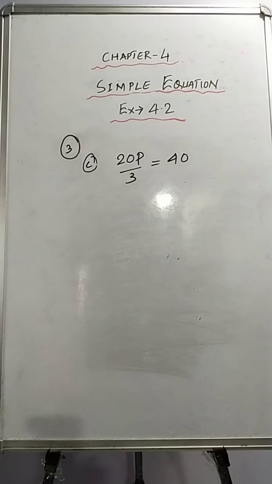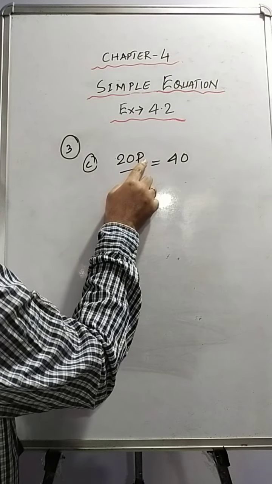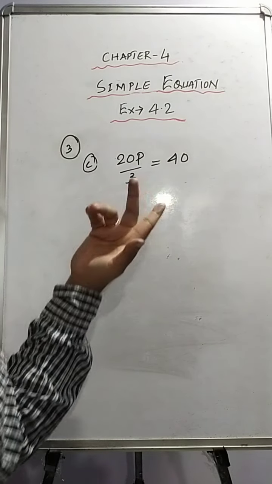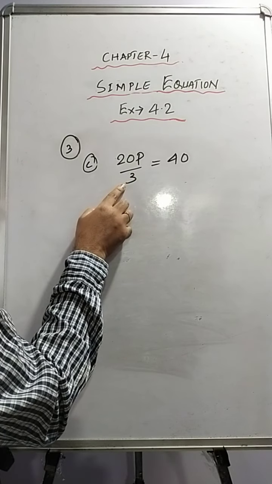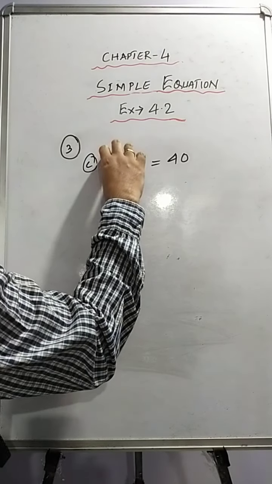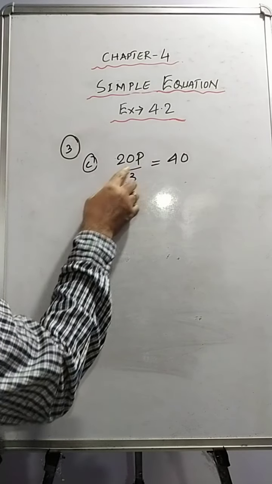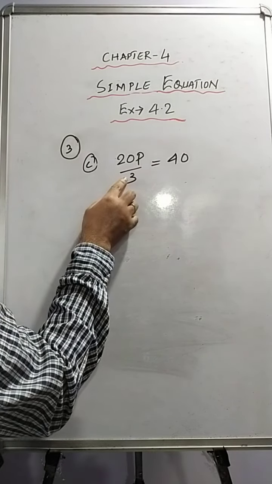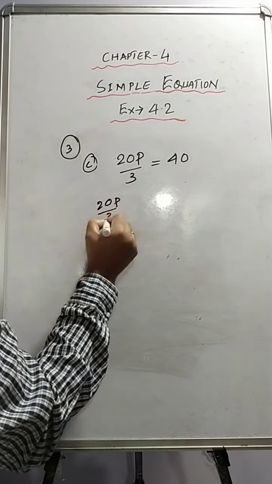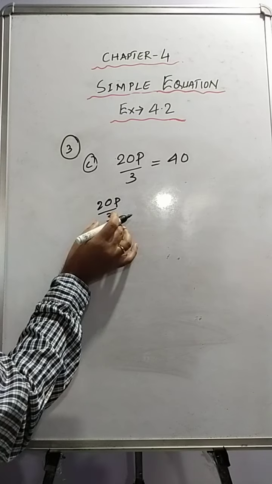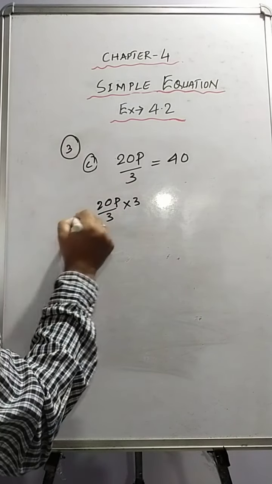Now sum number C is very interesting. You see a fraction form is given, 20 by 3 p is equal to 40. Now again, what is our main objective? To get the value of p. Now we have to remove 20 also and 3 also. So when you see that any fractional form is there with the variable, always try to remove the denominator first. So what is the denominator? 3. So how to remove this denominator? If I want to remove this 3, what exactly do I have to do? I have to multiply with 3, isn't it? 3 will be cancelled. Fine.